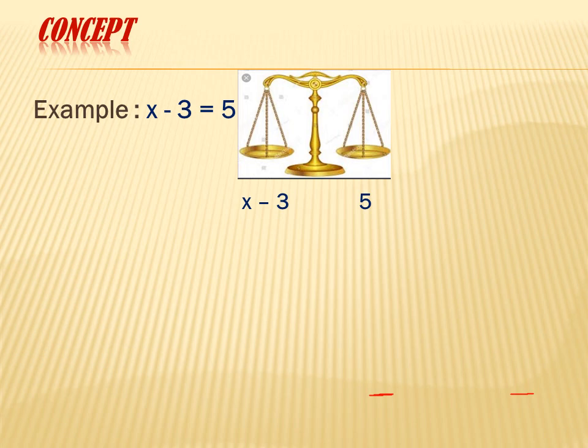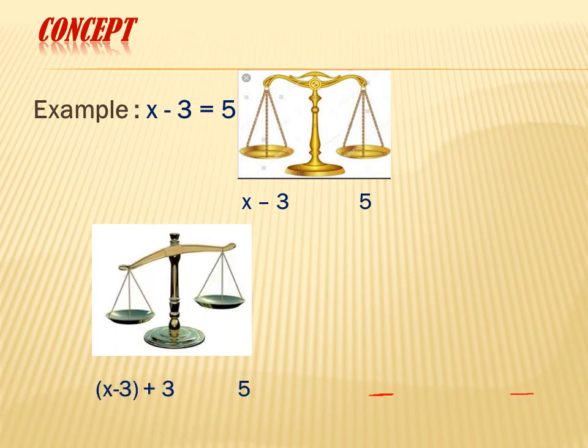Now we have to remove this minus 3 from the left hand side, so that x is equal to something, which is the ultimate answer that we want, we can get. To remove minus 3 from the left hand side, there's only one way, and that is adding plus 3 in the left hand side. But when you add any number in the left hand side, this pan will become heavier, and so it will go down and the other pan will go upward. But the equality sign does not allow us to do so.